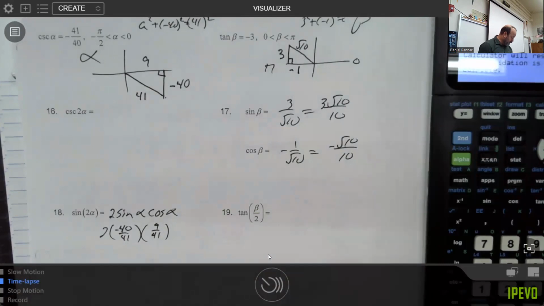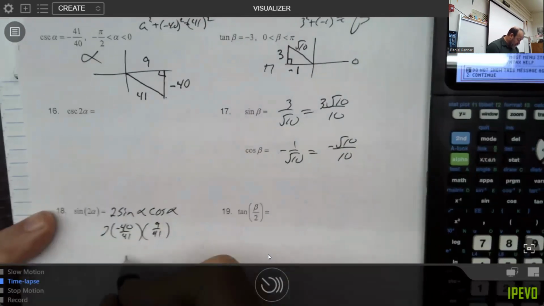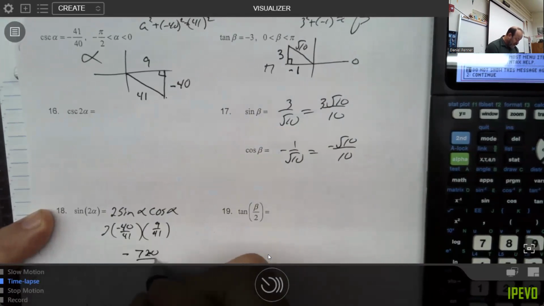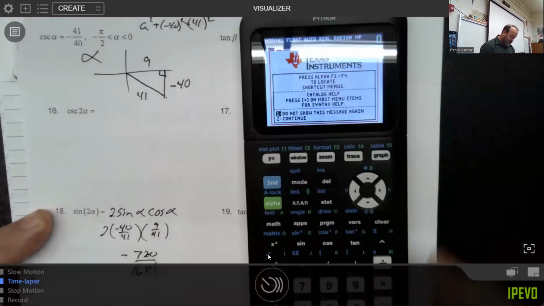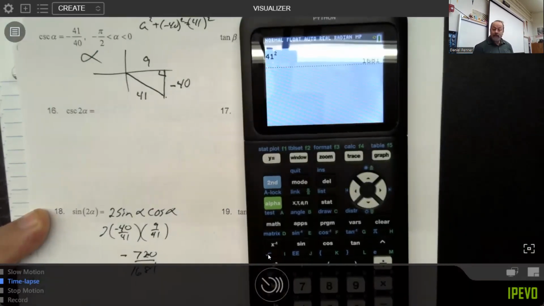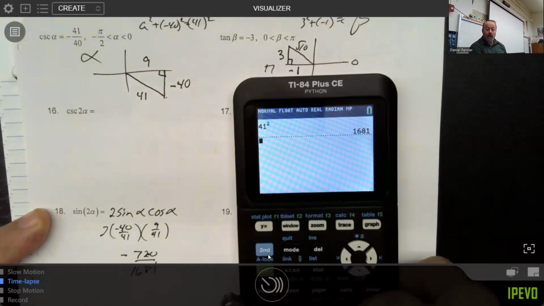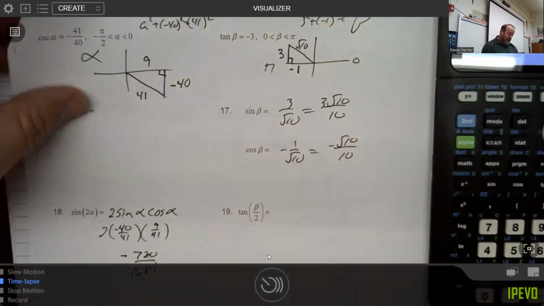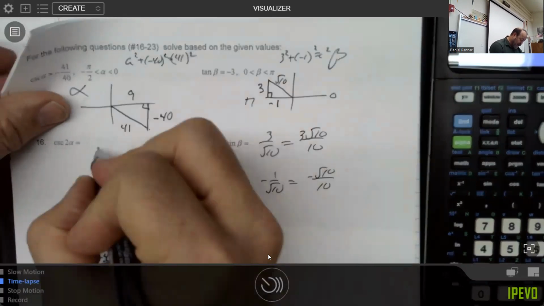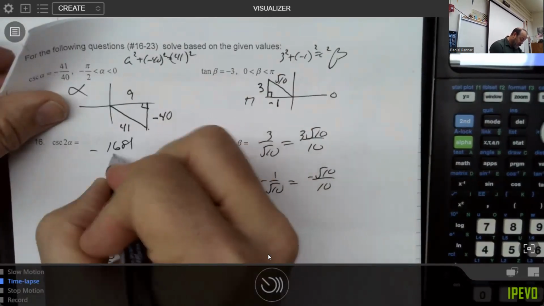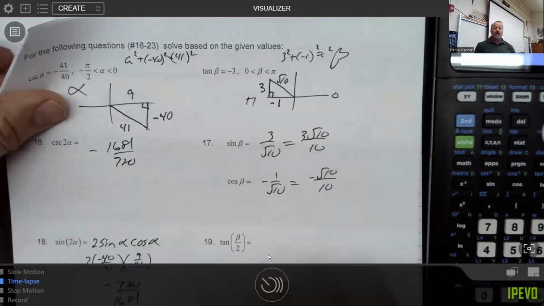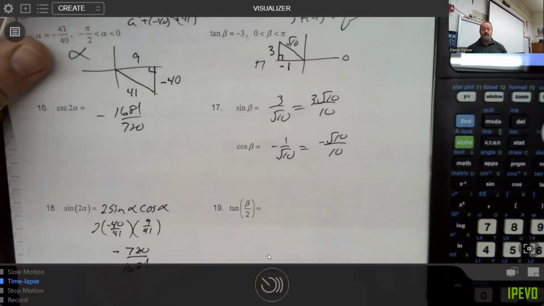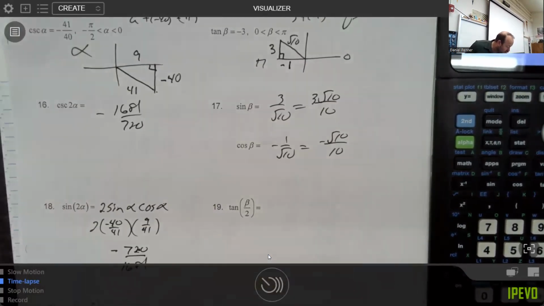But if I multiply those out, I end up getting negative 720 over 1681. I believe that's 41 squared. Let me double check that one real quick. Yeah, it's 1681. And so since I've got that answer right there, then I know that this answer up here is going to be negative 1681 over 720. Because remember, a cosecant is simply a reciprocal of a sine.